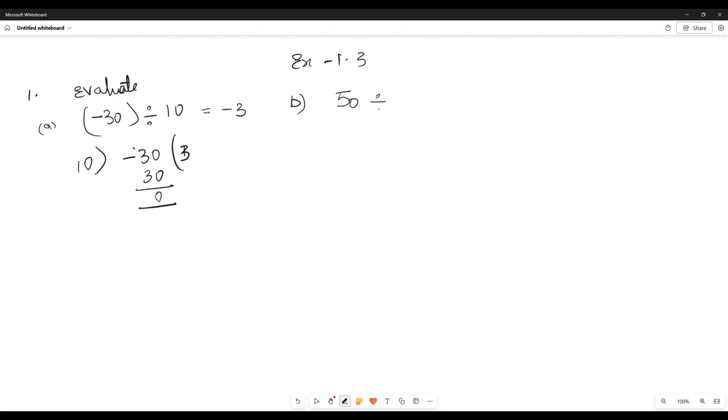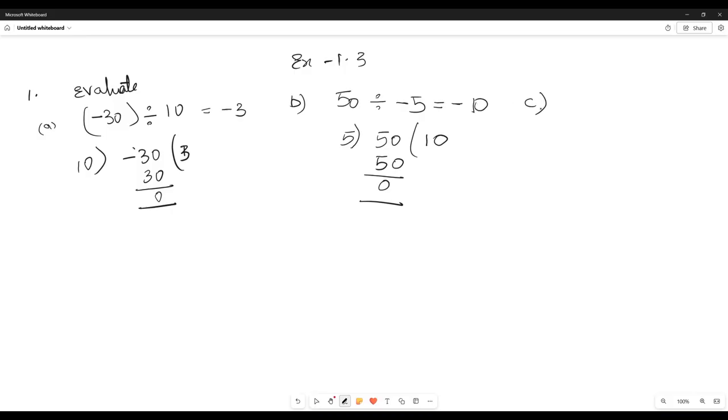And the second one, 50 divided by minus 5. I told you, if the negative sign is in the numerator or denominator, the answer will always be negative. So 5 tens are 50, right? So the answer is minus 10.